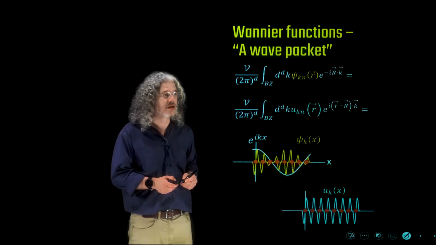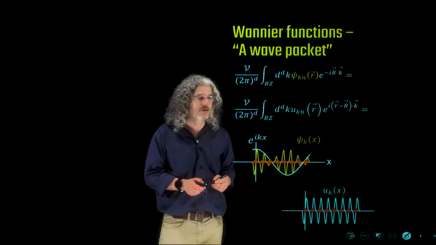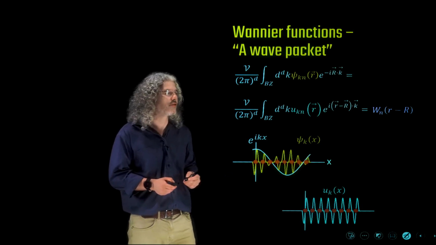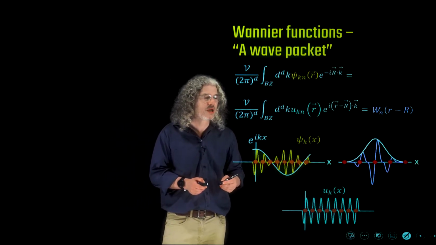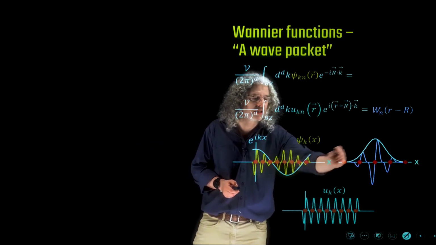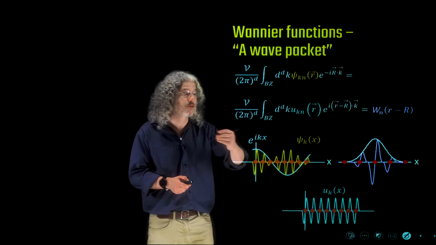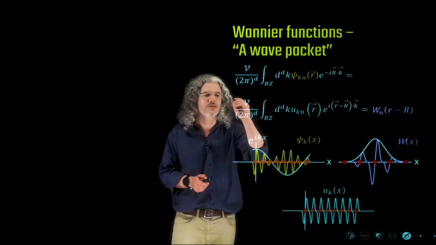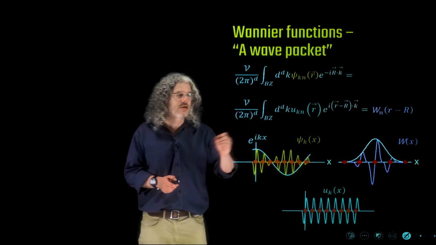So this is the periodic function u_k of x, and the Wannier function is local in space, so it has this envelope around the atom. So we can think about it as wave packets describing this atom. So just remember that these are the relations between the Bloch function and the Wannier function.